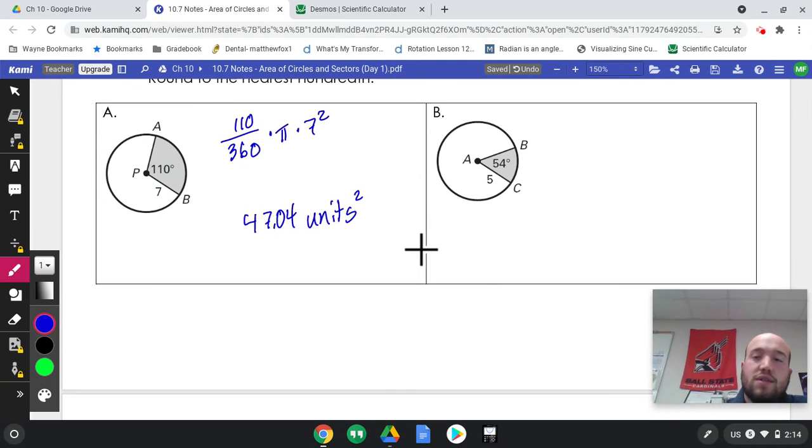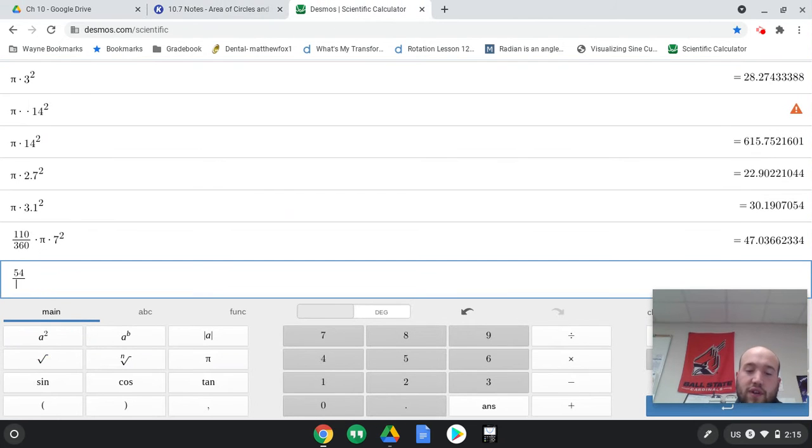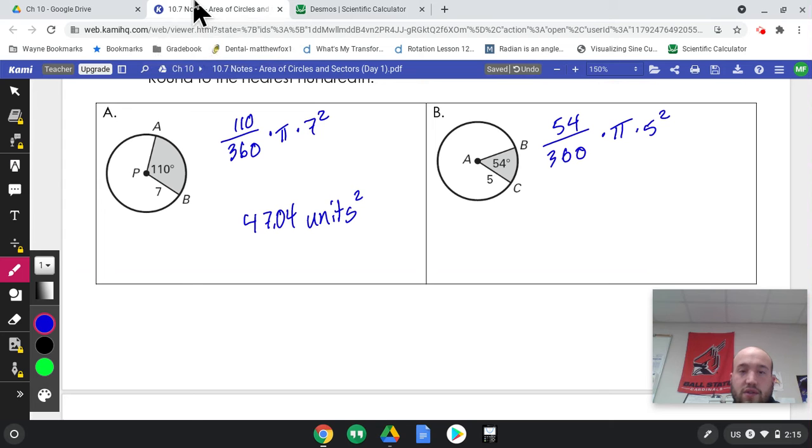Okay, second one, same thing. This time we'll use 5 because that is our radius. So 54 divided by 360 times pi times 5 squared, we get 11.780, so it stays where it's at. We round down, so 11.78, and once again, no labels, so units squared.